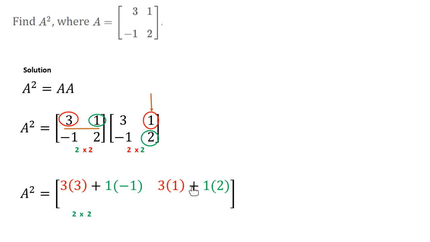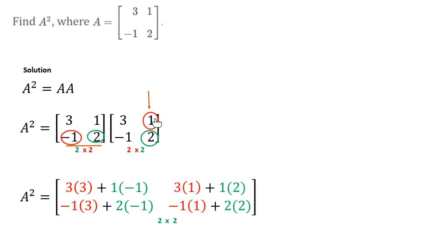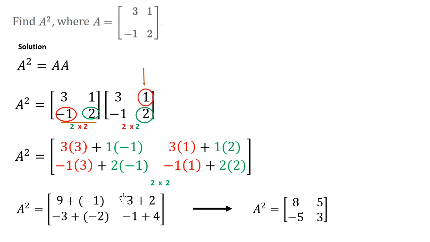Do I have any more columns? No. That means I can go to the second row, which I underlined here, and I start again with the first column. So negative 1 times 3 and 2 times negative 1. And then I go on to the next column, negative 1 times 1 and 2 times 2. Then I just simplify. 3 times 3 is 9 plus a negative 1, so 8. 3 plus 2 is 5. Negative 3 plus negative 2 is negative 5. Negative 1 plus 4 is 3. And so that's going to come out to 8, 5, negative 5, and 3.